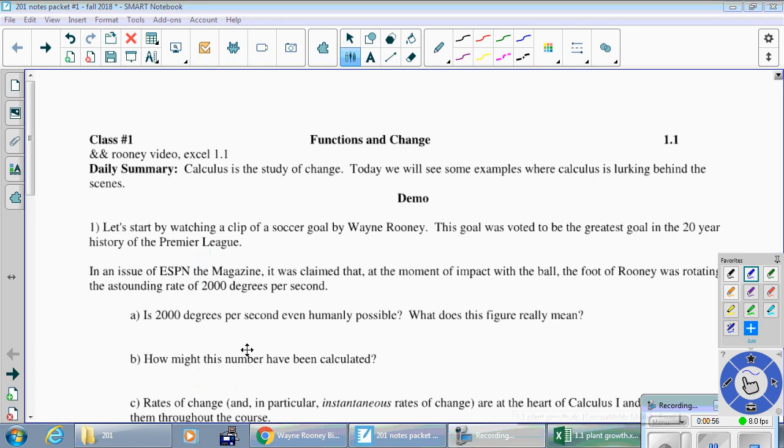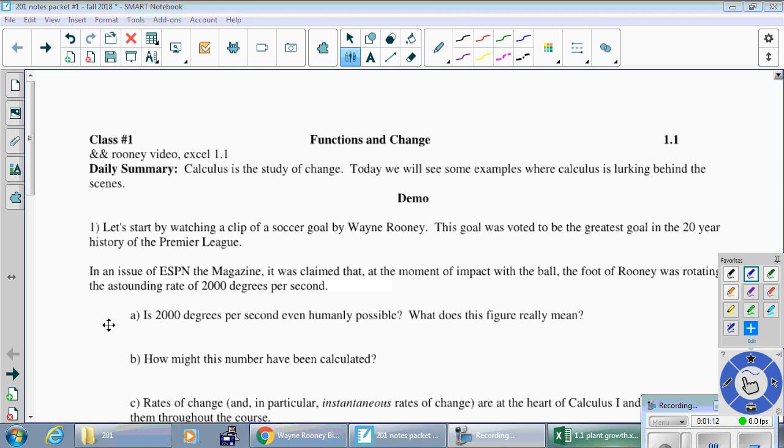Okay, so back to the packet for a moment. In an issue of ESPN, the magazine, it was claimed that at the moment of impact with the ball, the foot of Rooney was rotating at the astounding rate of 2,000 degrees per second. Is 2,000 degrees per second even humanly possible? What does this figure mean?